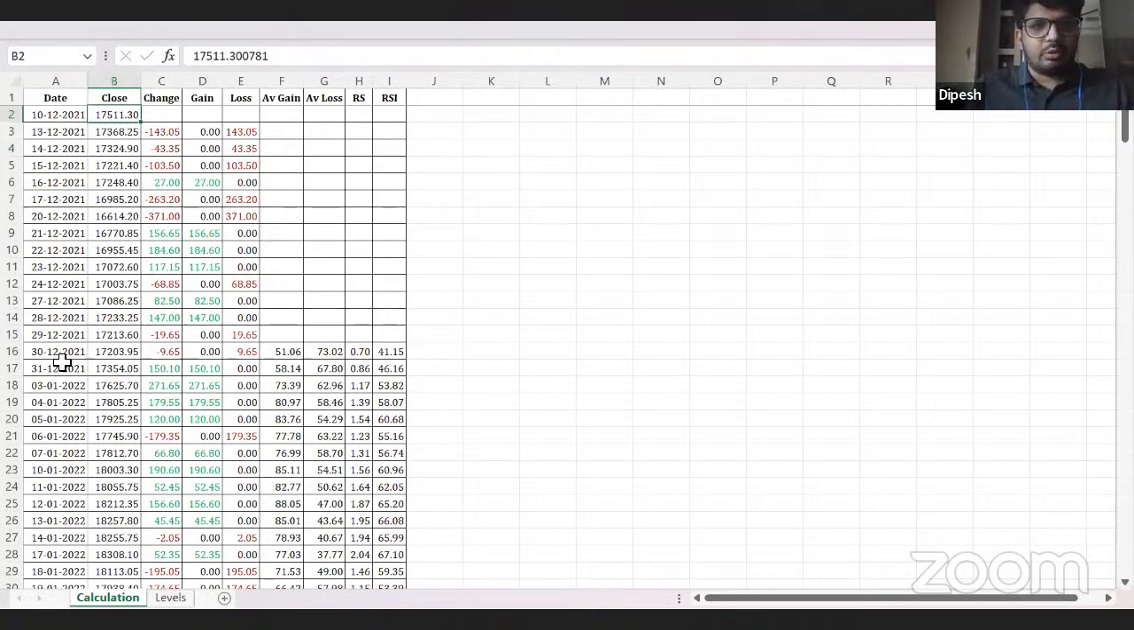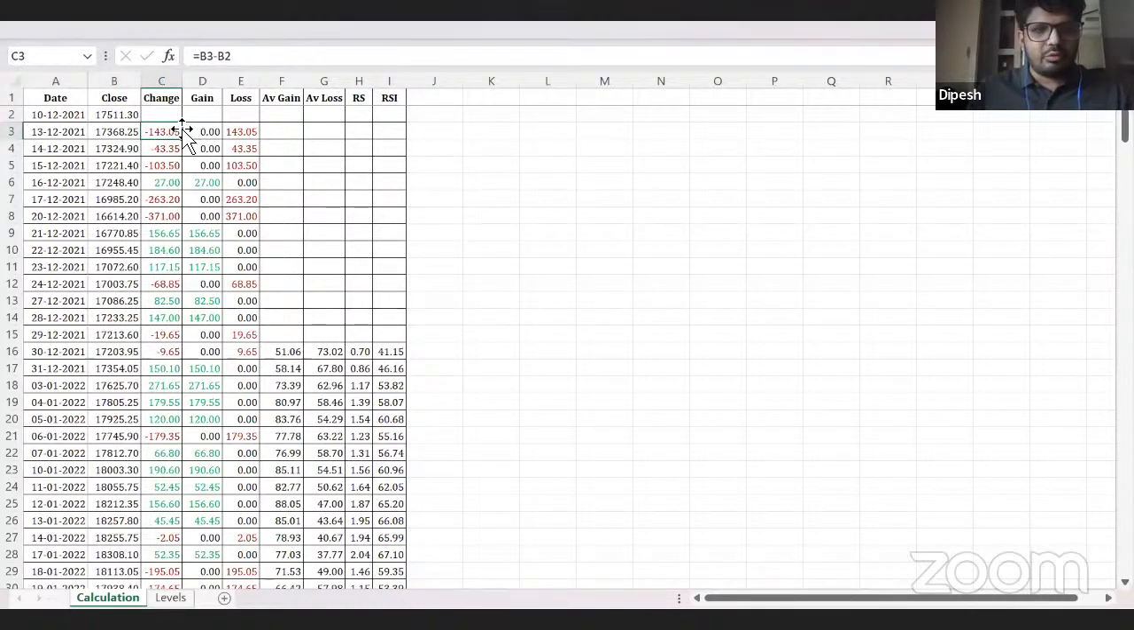Now, what we try to do here is first calculate the change in the price between two periods. This is a daily chart, and these are the daily closes. The change is on a daily basis. It's just the latest close minus the previous close. That's the change that we calculate.